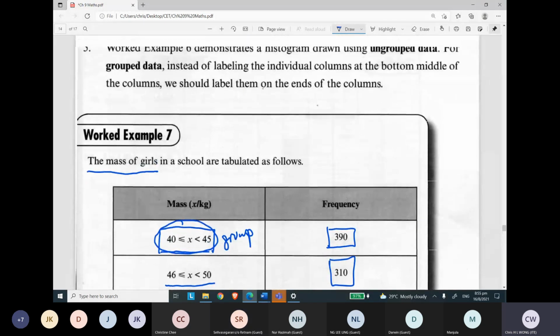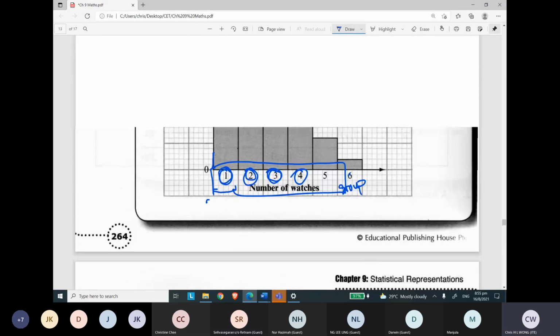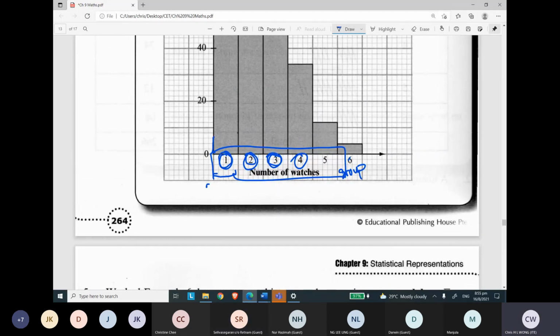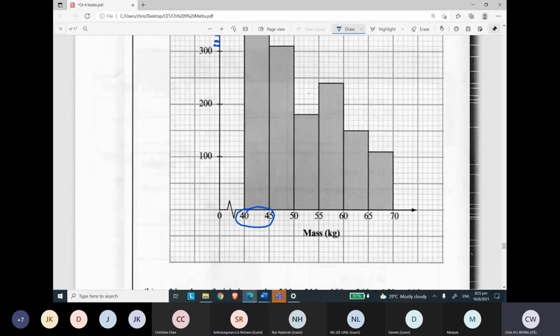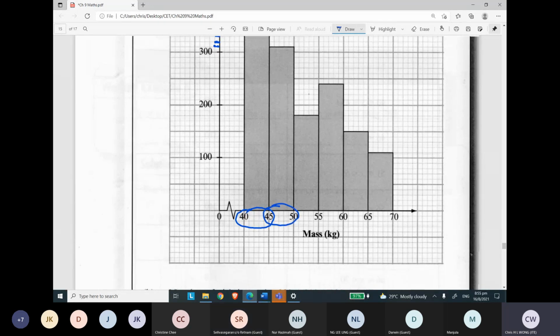Just like how the watches become a group. Now, 0 to 1, you can also consider as one group here. One group here, one group here, one group. So it's more of a group histogram. So in this case, back to this again. From 40 to 45, one group. From 45 to 50, another group. You notice that?